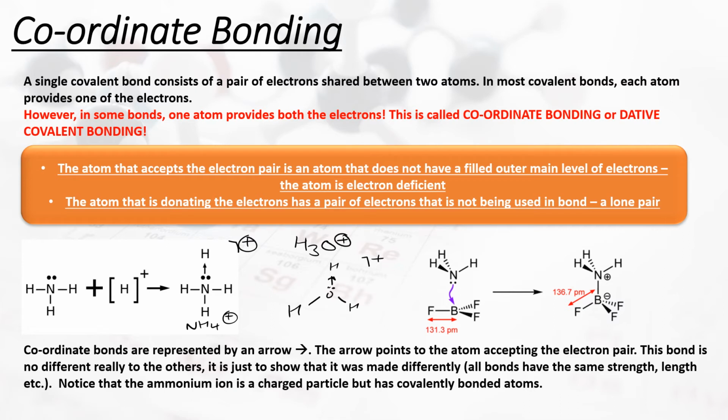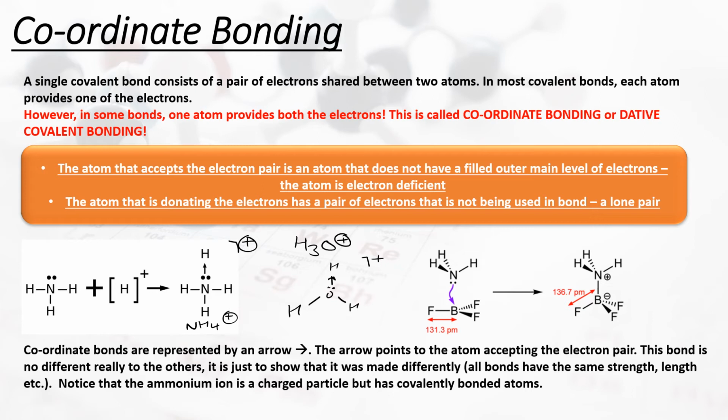And we represent coordinate bonds with an arrow. Sometimes this won't always be shown, but if we're doing it for A-level, we should show it with an arrow. This just indicates that both electrons are being donated. And this bond in reality is actually no different to any other bond. It's just to show that it was made differently, from the donation of both electrons as opposed to just the sharing of one. And so these covalent bonds will have the same strength and the same length, for example. It's just a reminder that it's a coordinate bond and not a normal covalent bond.